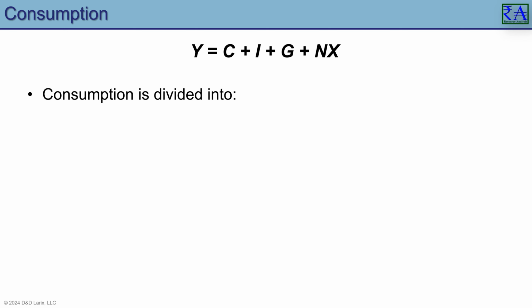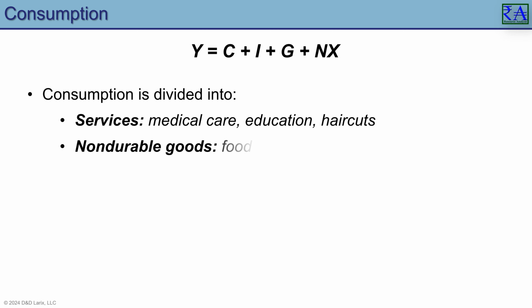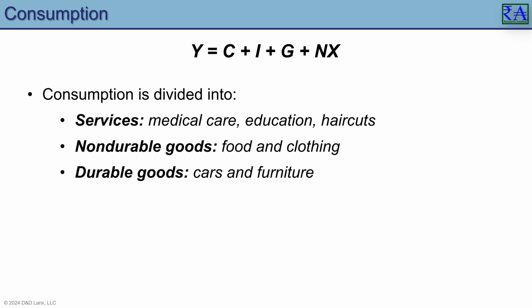Consumption is the largest component of GDP and is divided into 3 categories: services, non-durable goods, and durable goods. Services include spending on medical care, education, and haircuts. Non-durable goods include food and clothing, while durable goods encompass items like cars and furniture. This classification helps us understand where households are allocating their spending and how it impacts overall economic activity.